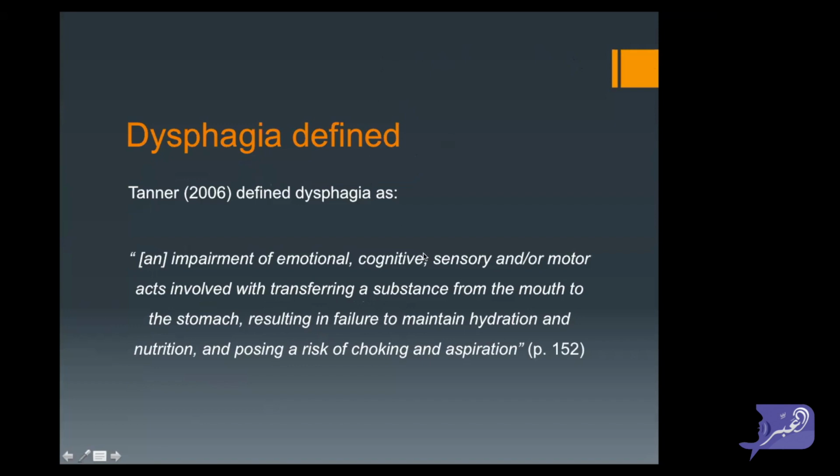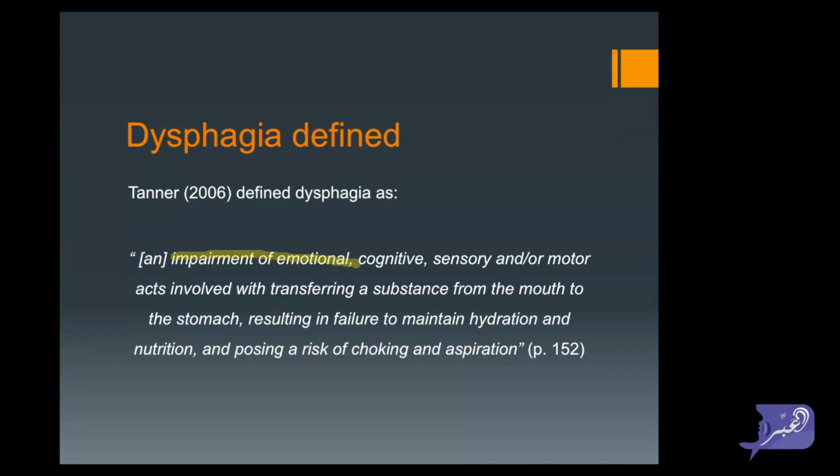Okay. So he says that dysphagia is an impairment of emotional, cognitive, sensory, and/or motor acts. Okay, so we know that there is the emotional and cognitive aspect that a lot of the time we overlook, as regular human beings, I think, not as clinicians. As clinicians, we're more aware of this, I think, but we need to educate the families about the emotional and cognitive aspect of any disorder. And dysphagia is no exception. So it's a basket of lots of problems.